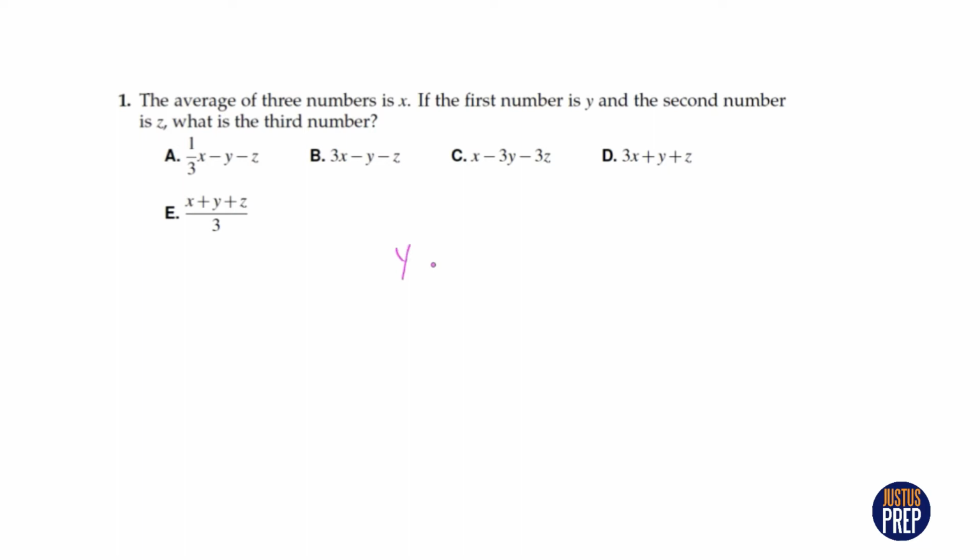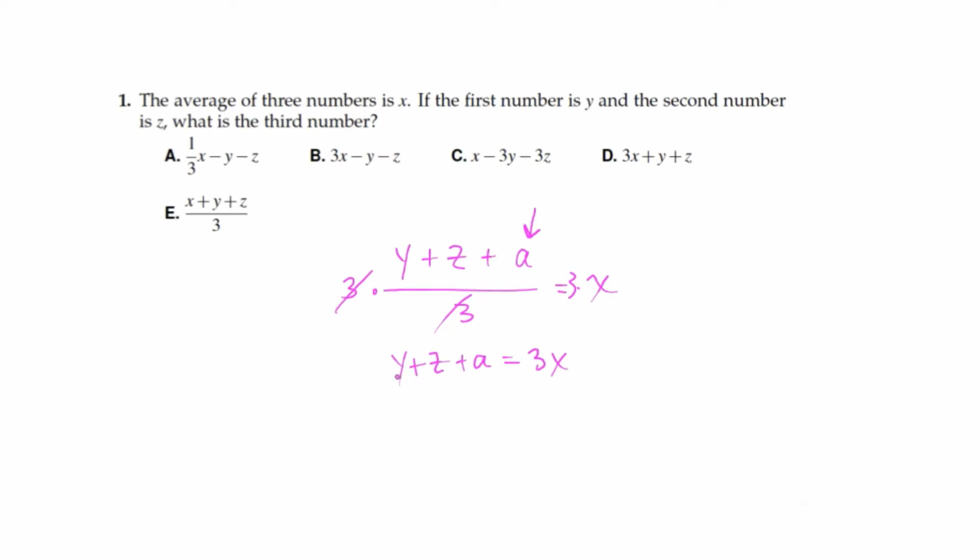So let's take those numbers, which are y, z, and then that third number, let's just make it a different variable, a. So these 3 numbers divided by 3 gives us x. And they're asking what the third number is, so all we have to do is isolate this variable. The first thing we'll do is multiply by 3, and then we can just put y and z on the other side by subtracting. So we get a equals 3x minus y minus z.